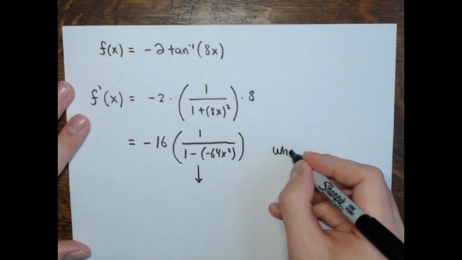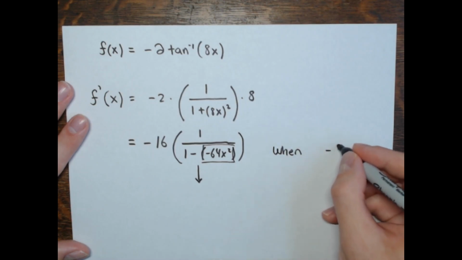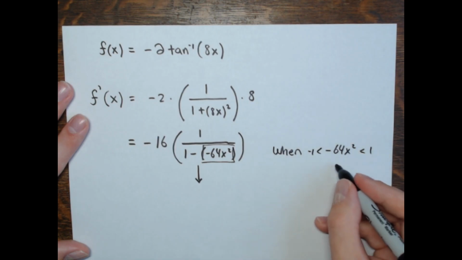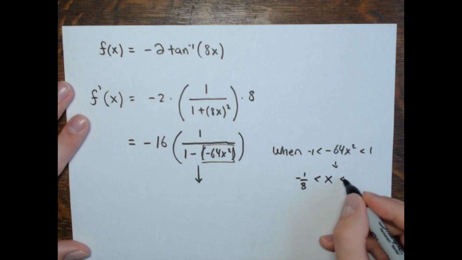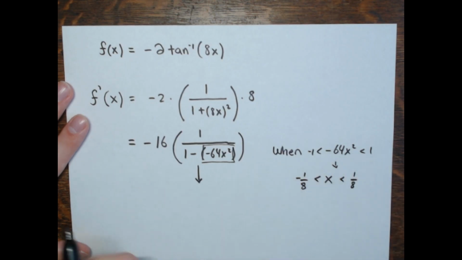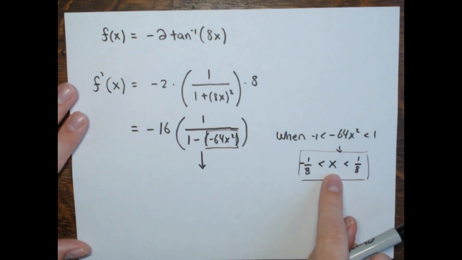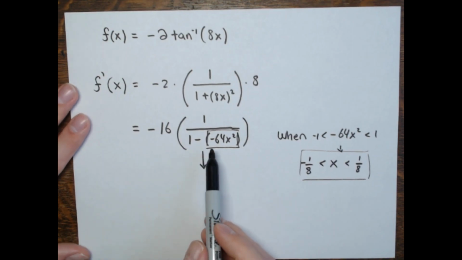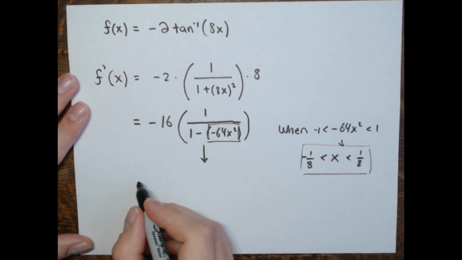So when this negative 64x squared is between negative 1 and 1, which would imply that x must be between negative 1/8 and 1/8, I'm going to divide by 64, take square roots and all that. So there's the interval of convergence for the series I'm about to write. When x is between negative 1/8 and positive 1/8, we have a series that will converge to f prime. That will converge to this function.